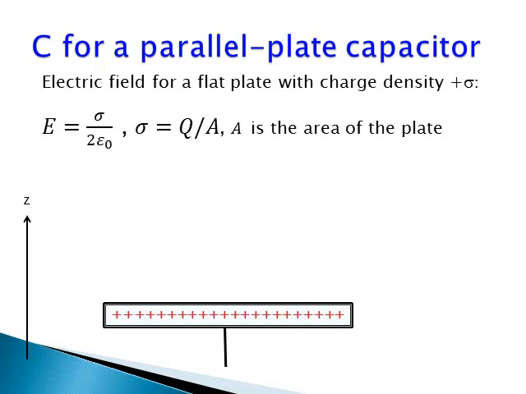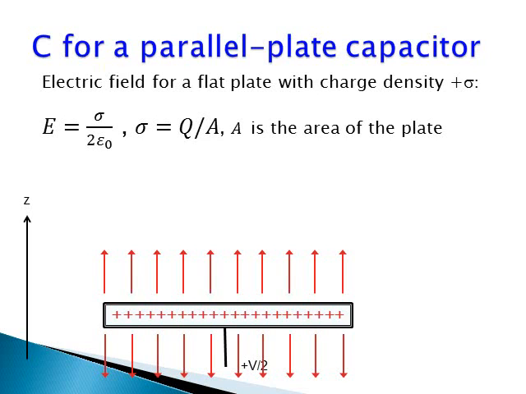to each plate. If the plate is charged with a uniform charge density sigma, where sigma is equal to Q over A, and A is the area of the plate, then the electric field created by this plate is equal to sigma over 2 epsilon naught, where epsilon naught is the permittivity constant. Here assume that the charge on the plate is positive.